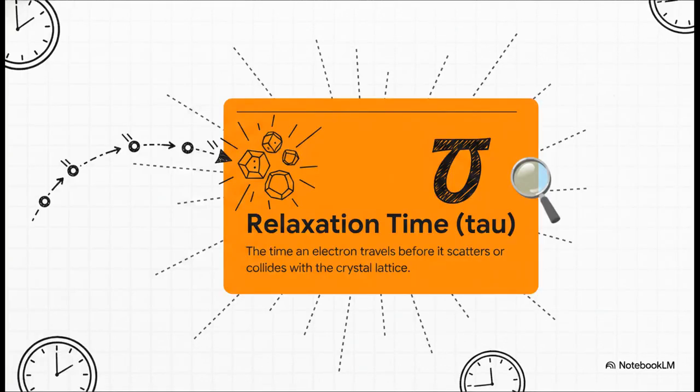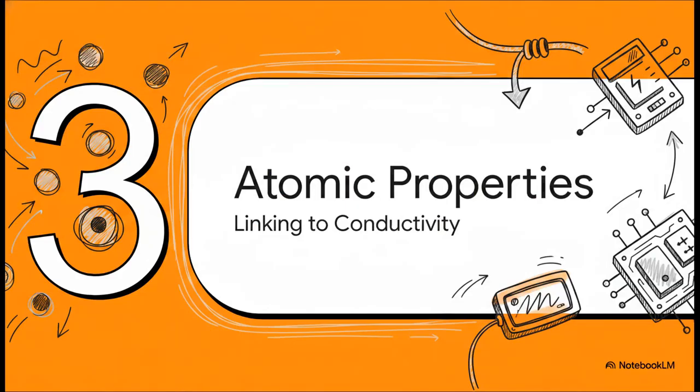This brings us to a microscopic variable that is absolutely crucial: relaxation time, denoted by the Greek letter tau. Think of it like a timer. It dictates exactly how long an electron can freely accelerate before, bam, it inevitably collides with the lattice structure of the material. Section 3. Now for the fun part.